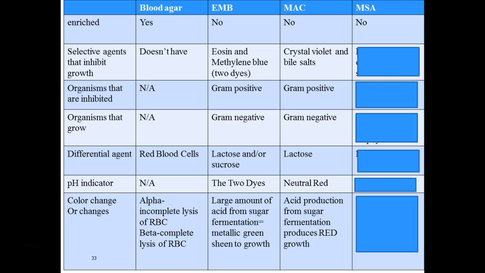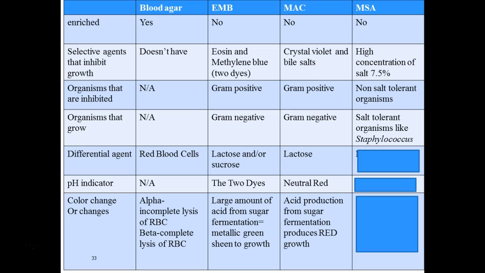The salt. So in this case, most media are going to have salt for isotonic balance. In this case, this is a higher than normal concentration, 7.5%. This is really salty. So non-salt tolerant organisms are going to be killed off. So in this case, we're selecting for salt tolerant, which, when we're looking at clinical specimens, are typically staphylococci.